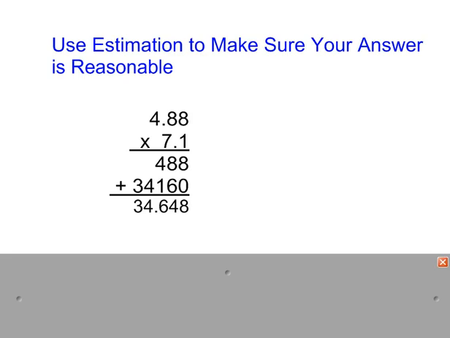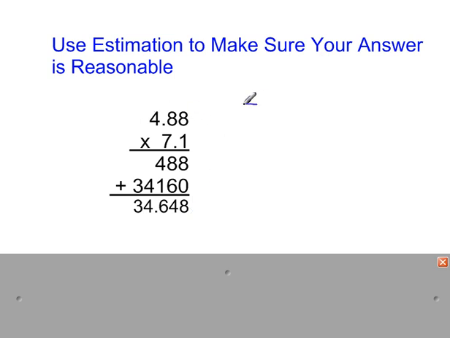The next thing is to use estimation to make sure your answer is reasonable. Here I've carried out a multiplication, and I did notice that there were 2 decimal places here and 1 here to the right of the decimal, making a total of 3 decimal places to the right. And I moved the decimal point over here so that I have 3 decimal places to the right of the decimal in the answer. But let's estimate to see if this is in the ballpark.